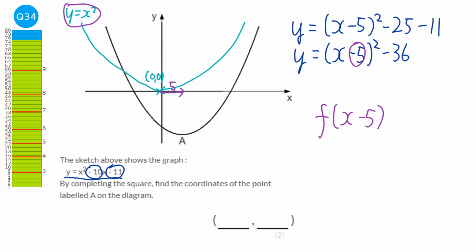We also know that if you have a minus 36 on the outside, which we do here, it moves it down 36. So it's going to go down 36. So our new minimum point won't be at 0, 0. It will move to the right 5, so the x coordinate will be 5. And it will be moved down 36, so it will be minus 36.